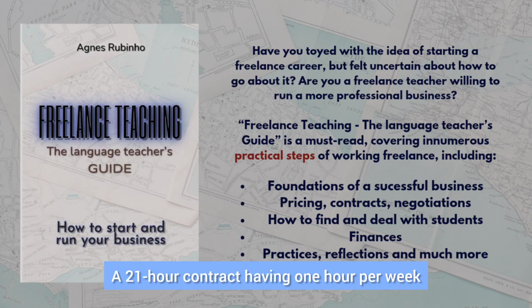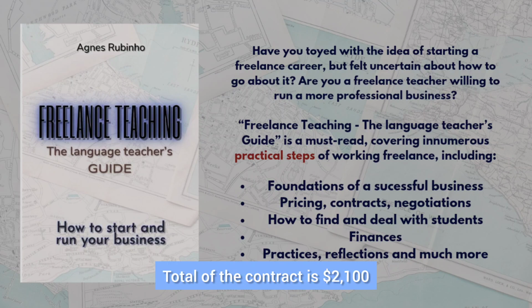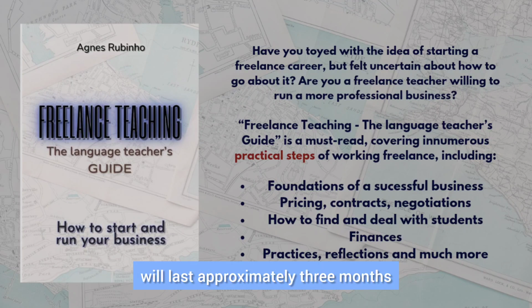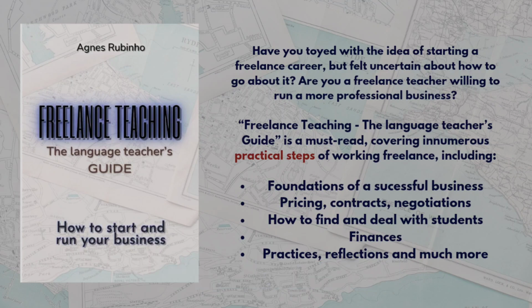A 21-hour contract, having 1 hour per week, will last approximately 6 months. Total of the contract is 2,100, 6 equal payments of 350. A 21-hour contract, having 2 hours per week, will last approximately 3 months. Total of the contract, 2,100, 3 equal payments of 700.